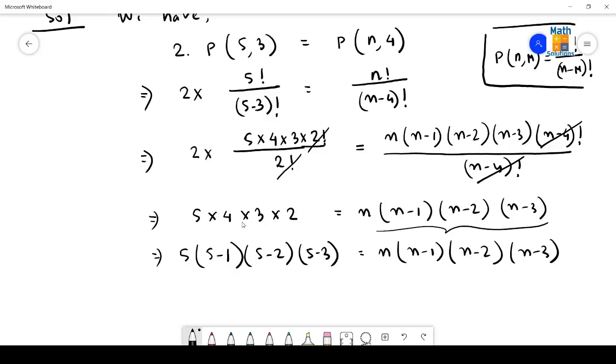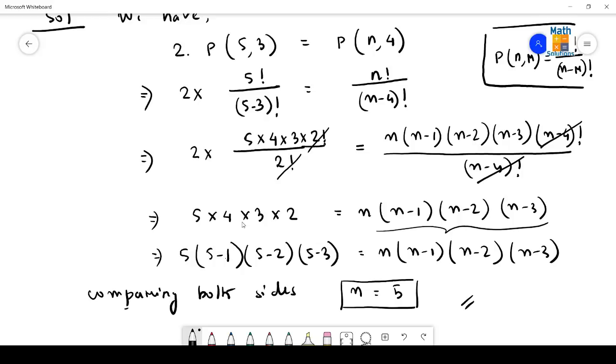So comparing both the sides, if you notice, you will find that the first place is n, which stands for 5. Again in the second part, n minus 1, here I am getting 5 minus 1, so n can be considered as 5 also. After that in the third part I am getting n minus 2, while on the left hand side it is 5 minus 2. So everywhere where there is n, there could be 5. Therefore comparing both the sides I get n as 5, and this is the answer.